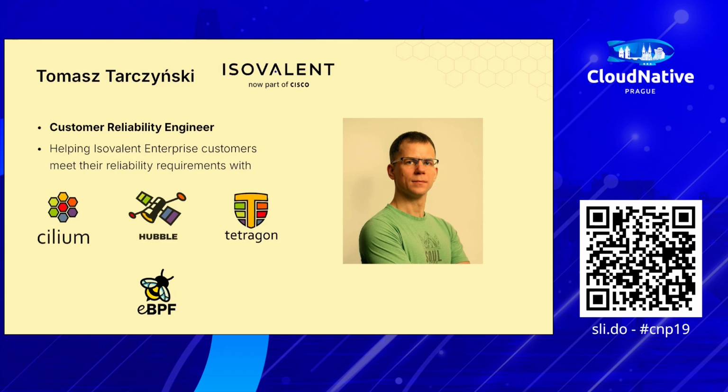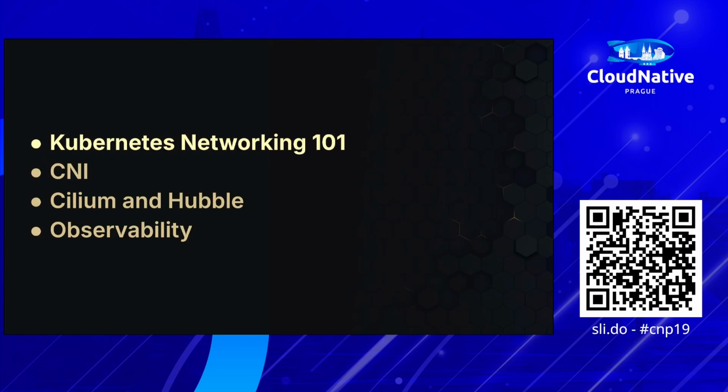So that's just a little bit of context about where I'm coming from and the plan for today. I will start with a very short refresher of what Kubernetes networking is, then a few words about CNI, what this concept is, then an intro to Cilium and Hubble, and then the last part, we will do a live demo. I will try to show you how it all works, how to get observability into the networking in Kubernetes clusters.